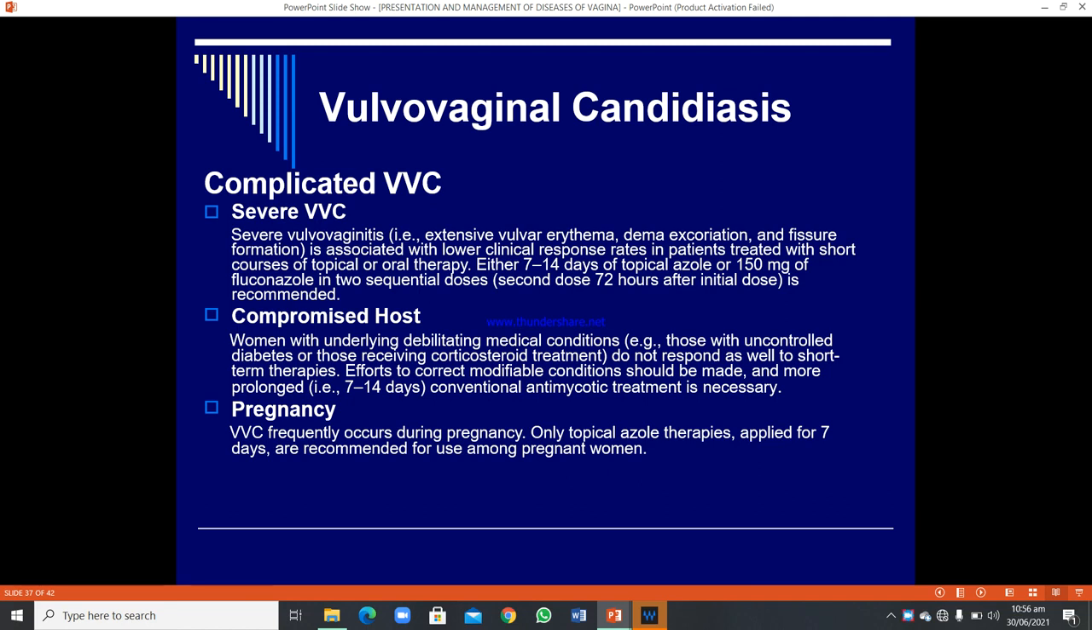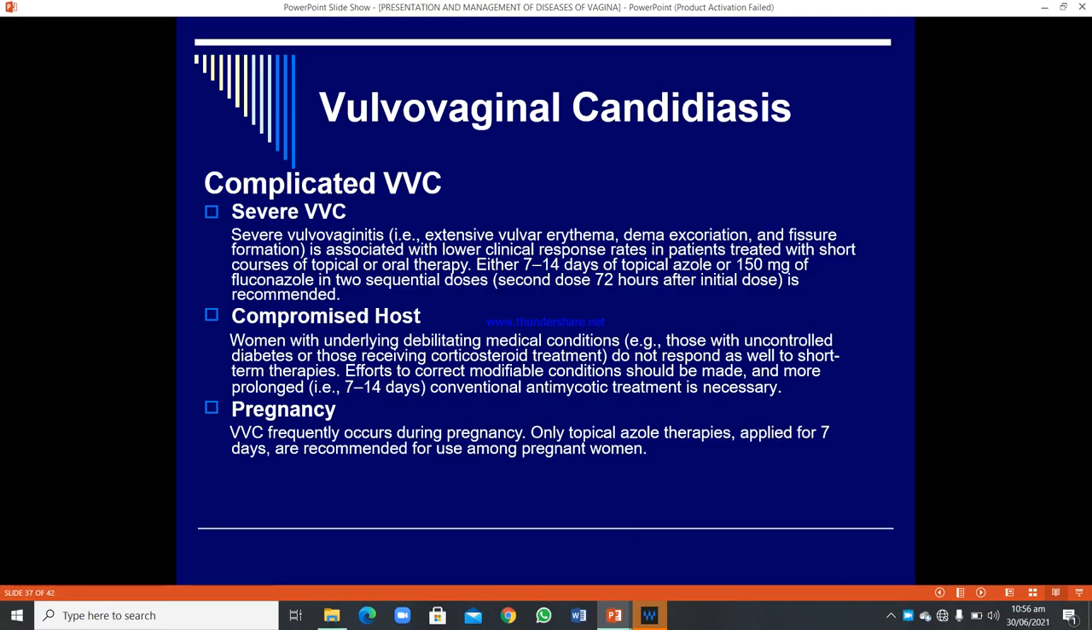In complicated cases, severe, compromised and in pregnancy. Severe cases: extensive vulvar erythema, edema, excoriation and fissure formation are associated with a lower clinical response rate in patients treated with short courses of topical or oral therapy. Either 7 to 14 days of topical azole or 150 milligram of fluconazole in 2 sequential doses. A second dose 72 hours after the initial dose is recommended.